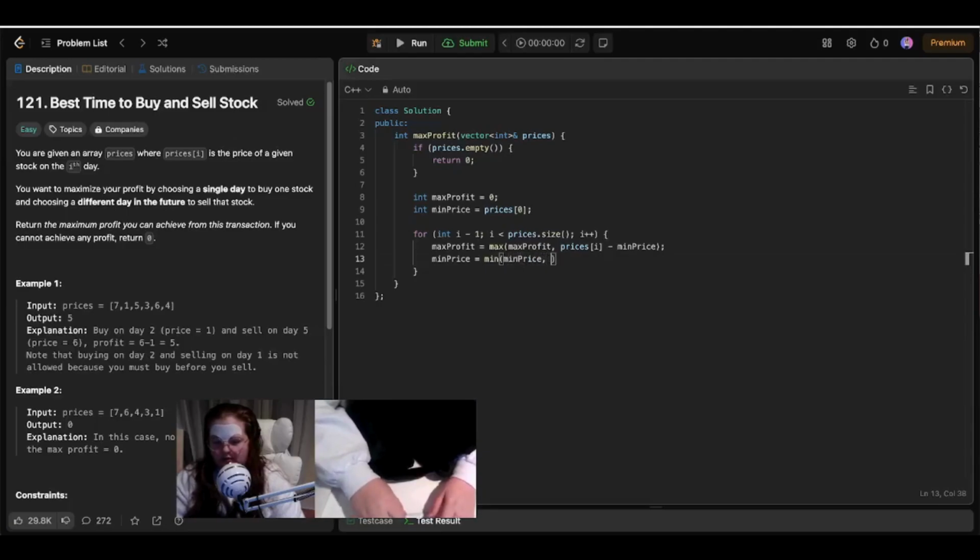Min price, and then I just say prices I think for this, and then boom, roasted. Why do we even say that? I feel like I need to include, well, I feel like I've had a similar question on my little C++ boot camp, and I had to include vector and include algorithm, but I'll run it and see if I need to.